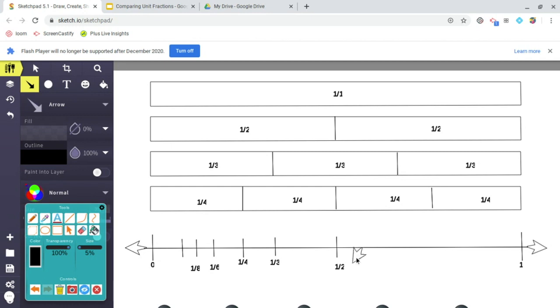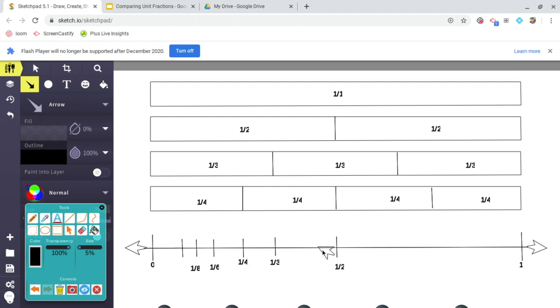So here's how it would look on a numbered line or a fraction line. Okay, so between 0 and 1, this is our whole. Okay, and then this is where 1/2 would be. And here's where 1/3 of our whole would be. And 1/4 of our unit, 1/6, 1/8. Are you noticing a pattern here?